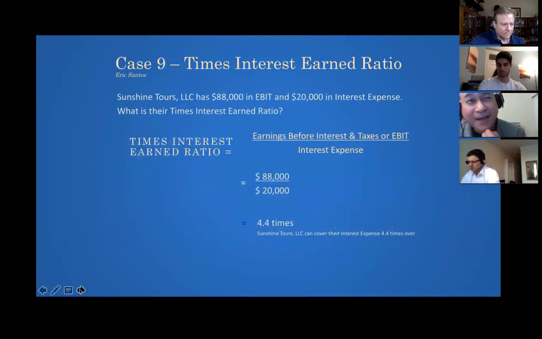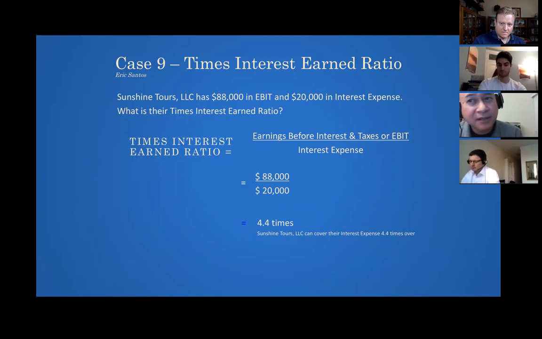So this one, we're looking back at Sunshine LLC. It's a fictional company. It has 88,000 in EBIT and 20,000 in interest expense. So their times interest earned ratio, again, is EBIT over interest expense: 88,000 over 20,000 gets us 4.4 times. Below that, Sunshine Tours can cover their interest expense payment 4.4 times over, which is good. Pretty much the threshold is 2.5 times.